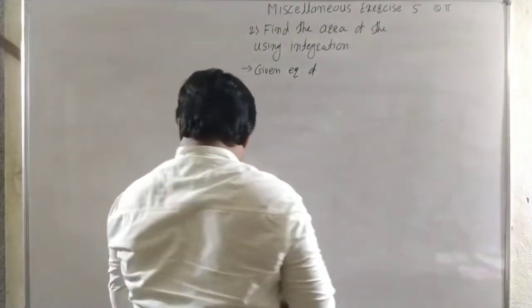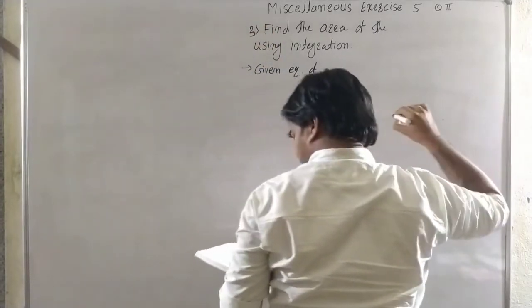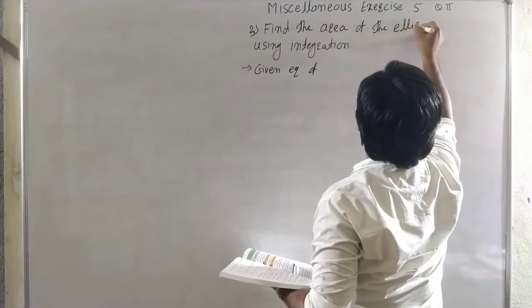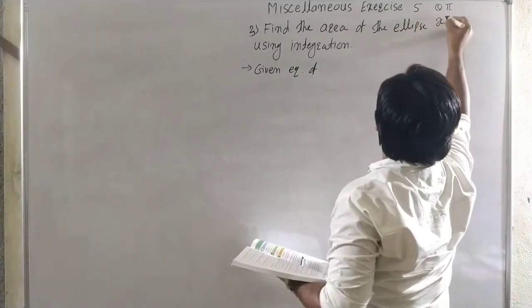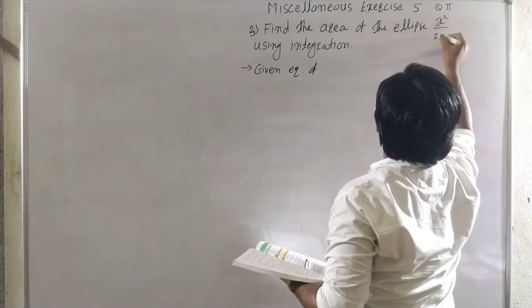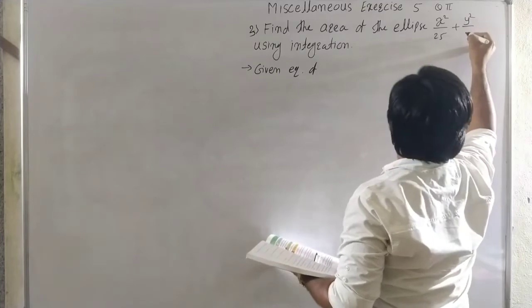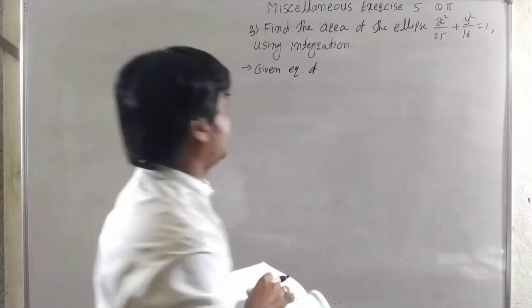Example number 3. Find the area of the ellipse x square upon 25 plus y square upon 16 is equal to 1 by using integration.